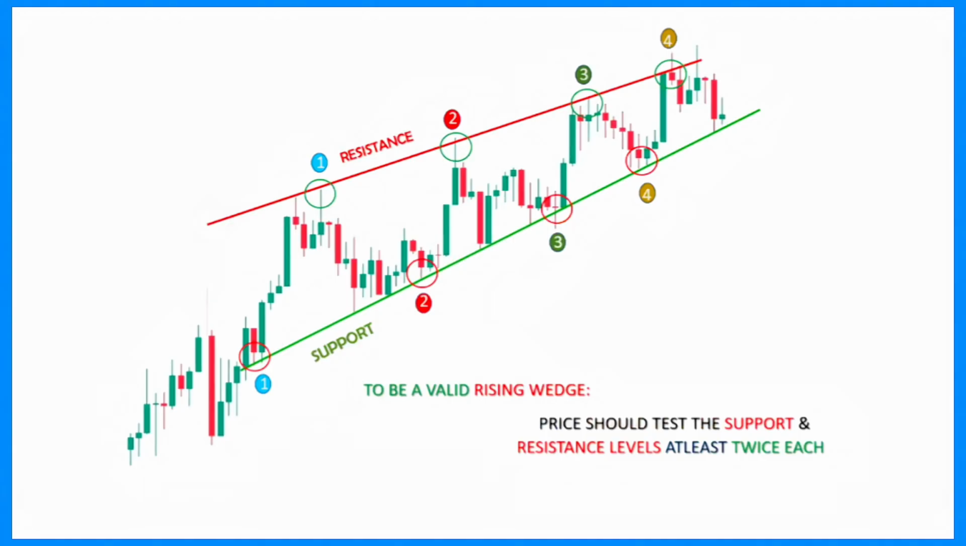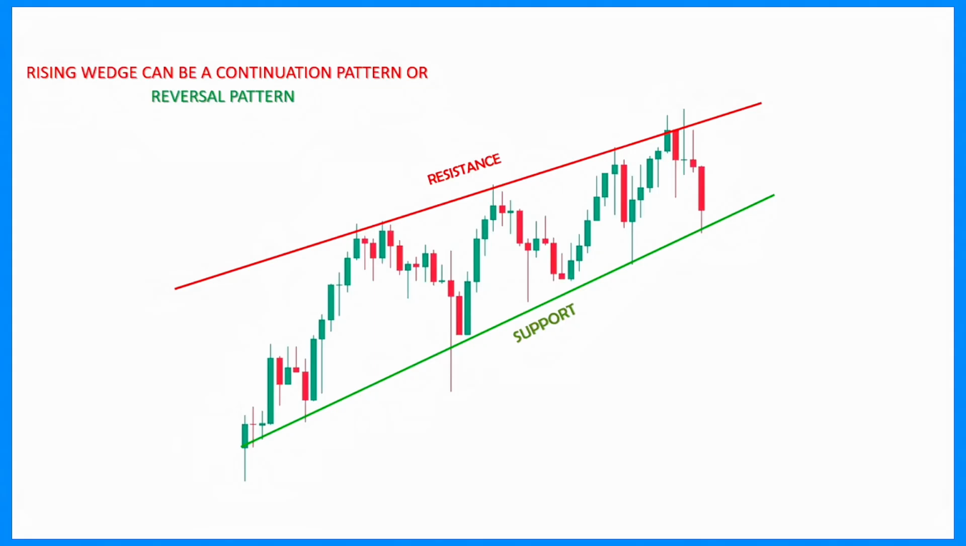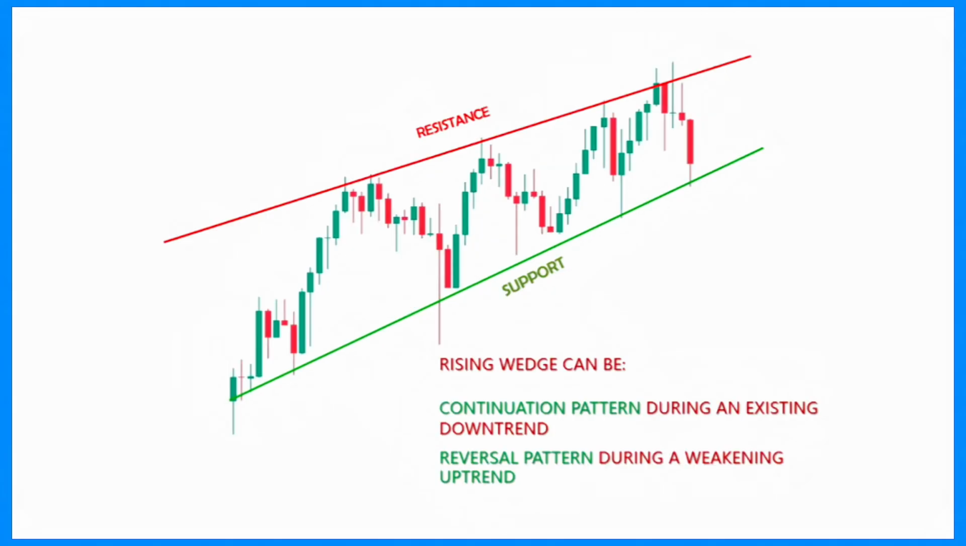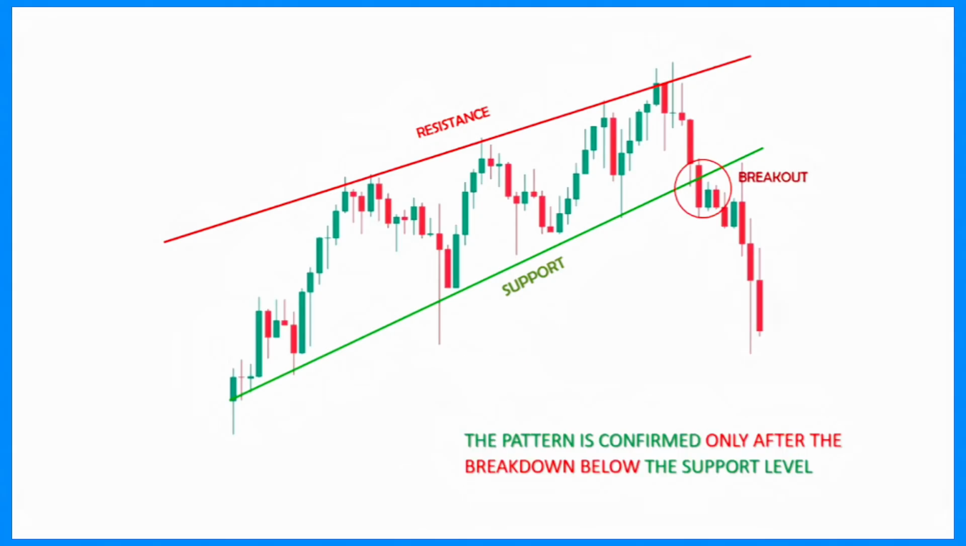Now here's a surprising fact. A rising wedge can act as both a reversal or continuation pattern, depending on where it forms on the chart. But the main takeaway is, regardless of its position, a rising wedge is always bearish in outcome. You'll often see it either at the end of an uptrend as a bearish reversal or within a downtrend. However, bearish confirmation only comes when the upward sloping support line breaks decisively.